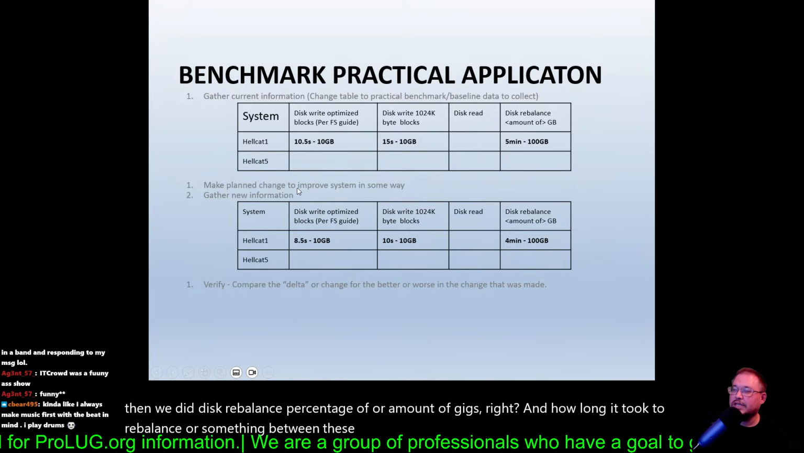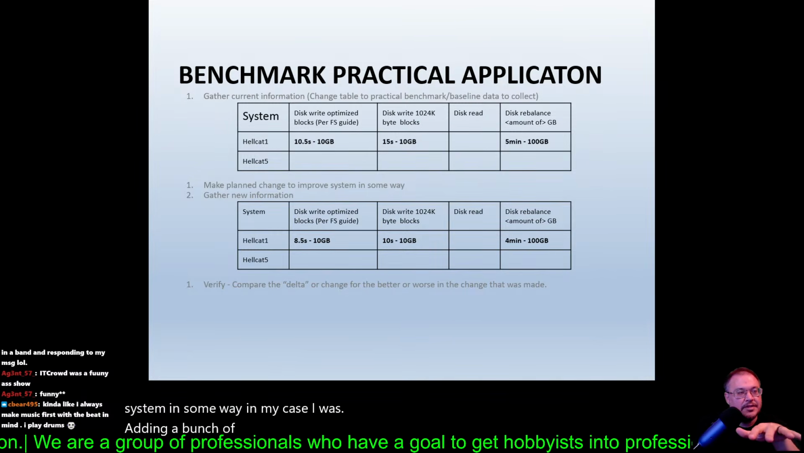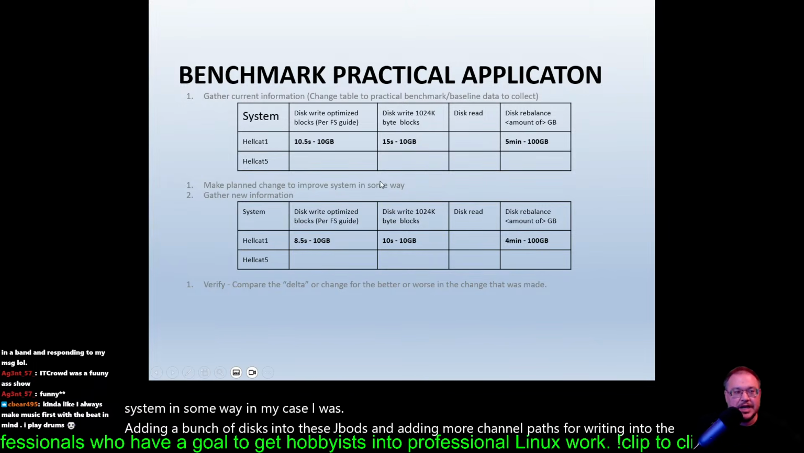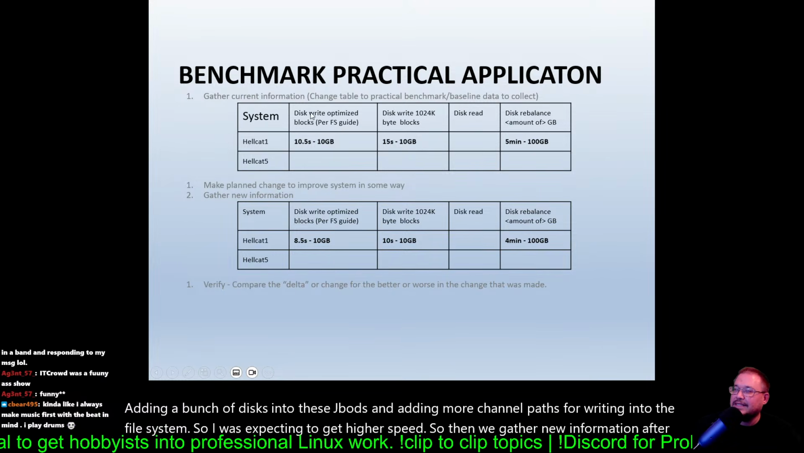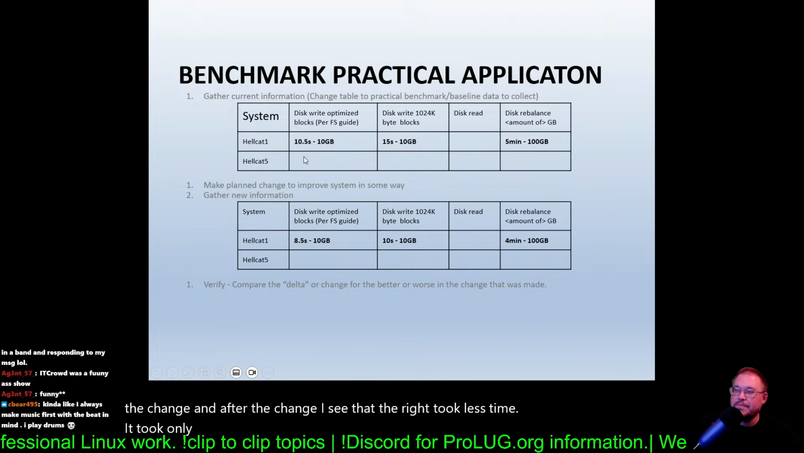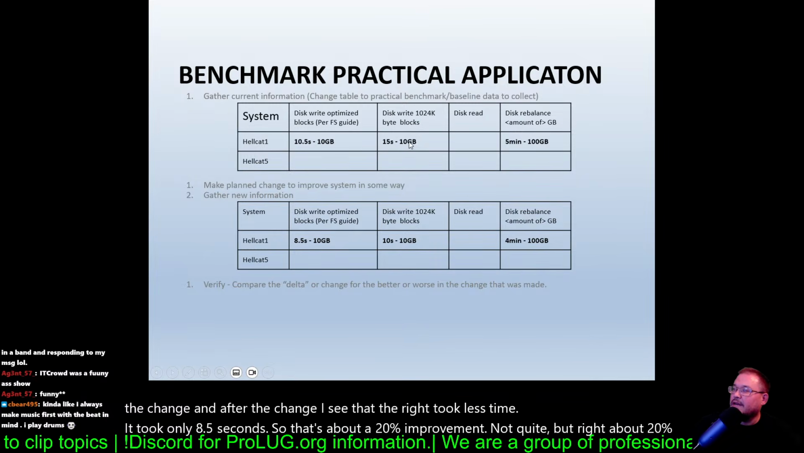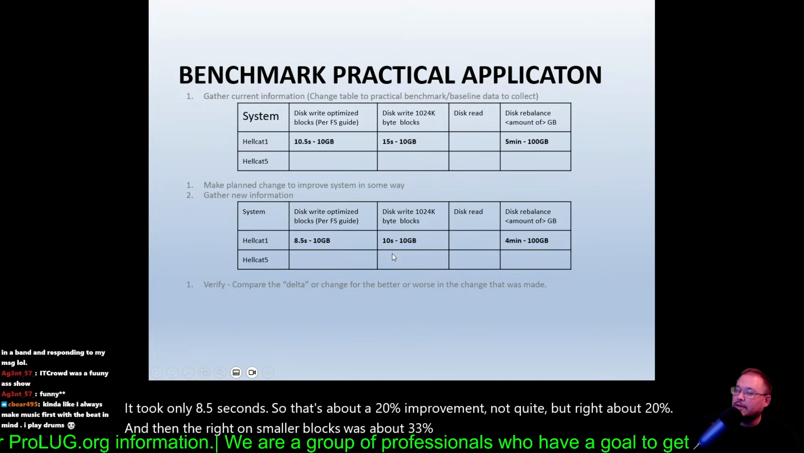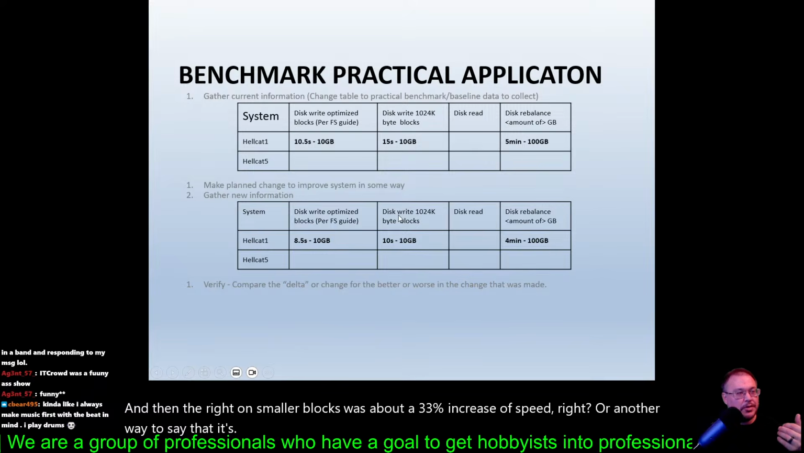Then I make some plan change to improve the system in some way. In my case, I was adding a bunch of disks into these JBODs and adding more channel paths for writing into the file system. So I was expecting to get higher speed. Then we gather new information after the change. After the change, I see that the write took less time. It took only 8.5 seconds, so that's about a 20% improvement, not quite, but right about 20%. And then the write on smaller blocks was about a 33% increase of speed, or another way to say that, it was decreased by about 33%, right?